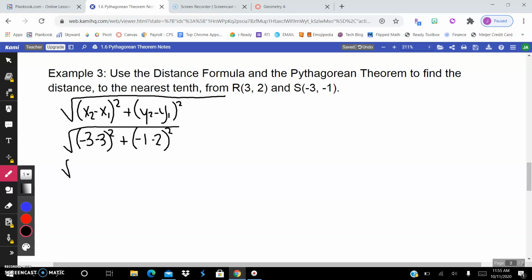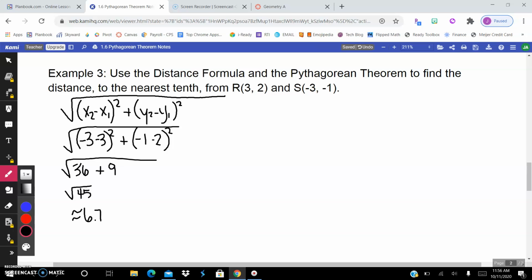And then simplify the parentheses. Negative 3 minus 3 is negative 6. Negative 6 squared is 36. And then negative 1 minus 2 is negative 3. Negative 3 squared is 9. If I add those two together, I get 45. The root of 45 is approximately 6.7.